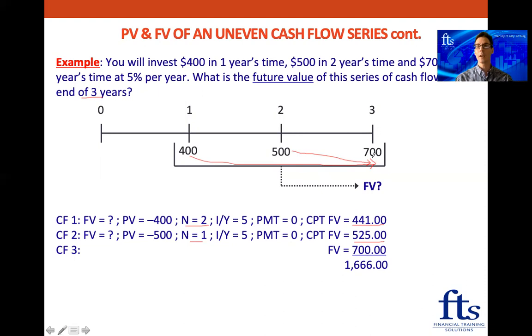And then lastly, the $700 that we invest at the end of year 3, well, there's no time at all for that to grow because they want us to work out the value of this at the end of year 3, and we're only investing this at the end of year 3, so there's no time for it to earn any interest. So all we need to do now is sum up these three, and we get the future value of that cash flow series.